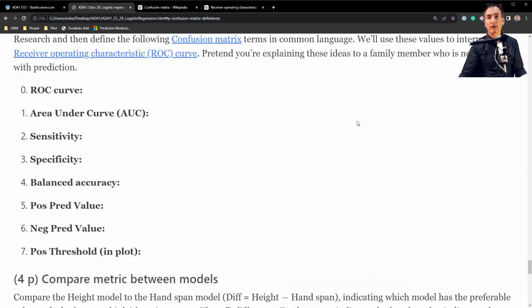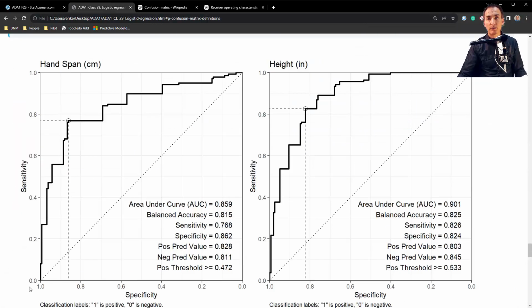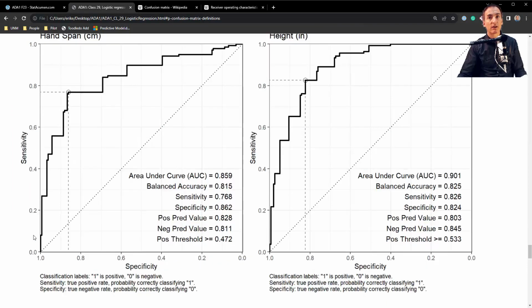The higher that is, that's our y-axis here. So now we know that our y-axis is about predicting females. Some of my comments at the bottom help us remember that. Here I've got classification labels: 1 is positive, 0 is negative. Sensitivity is the true positive rate. It's the probability of correctly classifying a 1, or a female. So this y-axis is the probability of correctly identifying a female.